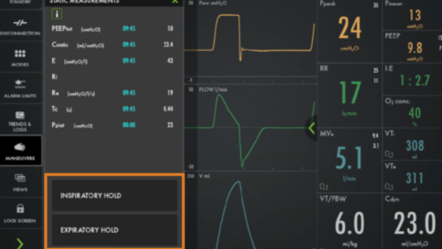How is compliance calculated? There is an equation. It is tidal volume divided by P plateau minus PEEP. P plateau is the pressure in the lungs where there is no air movement. How to calculate P plateau? You have to perform an inspiratory hold for about 0.5 to 2 seconds. During this hold, airflow stops to equalize between the ventilator and alveoli.